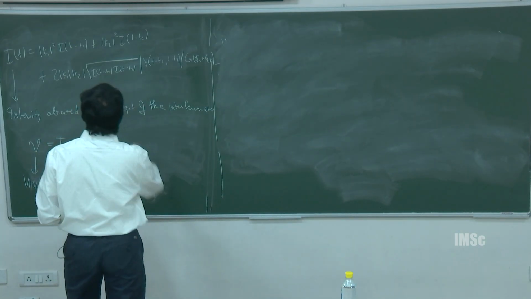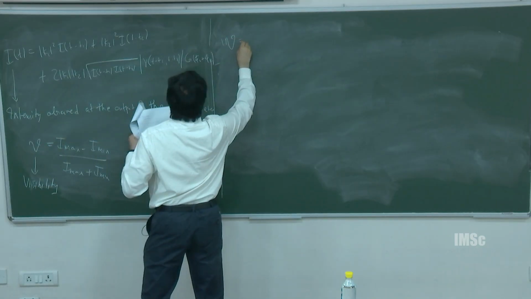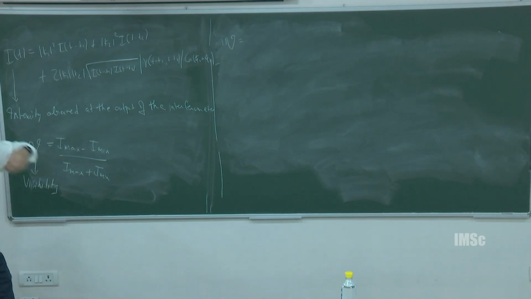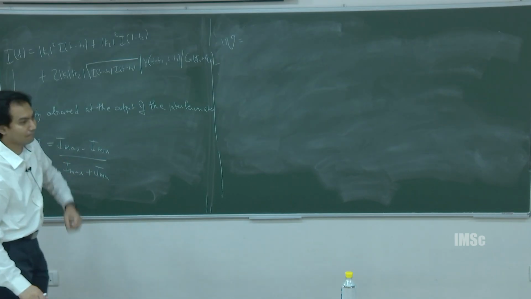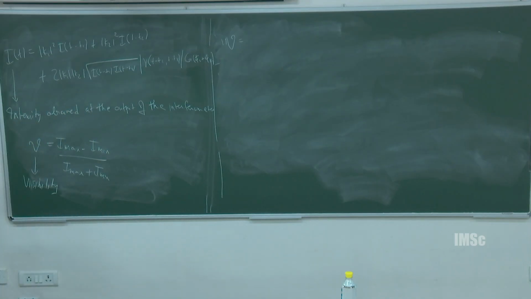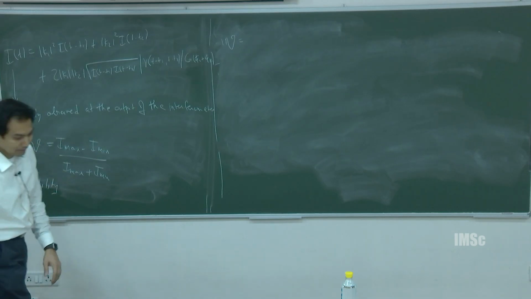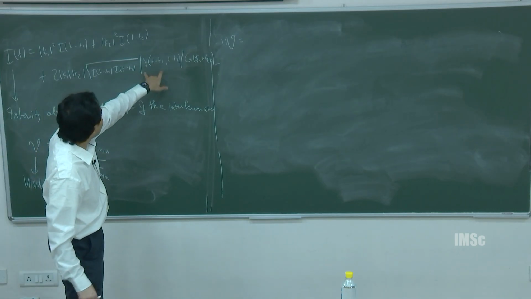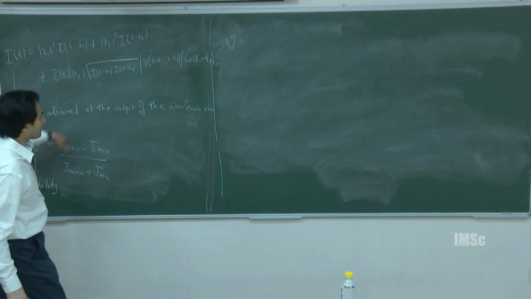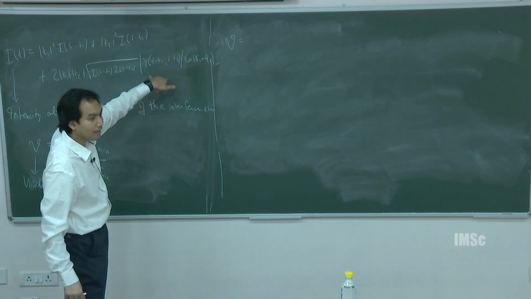So this is I. So I max is basically. My question is, why just take this particular form of visibility? I could have taken I max by I min or something like that. So this particular form, I max minus I min by I max plus I min, gives us an expression where this visibility will be proportional to this mod gamma.